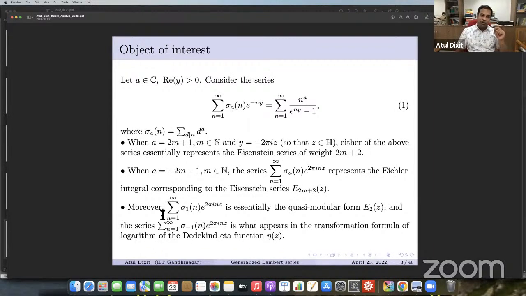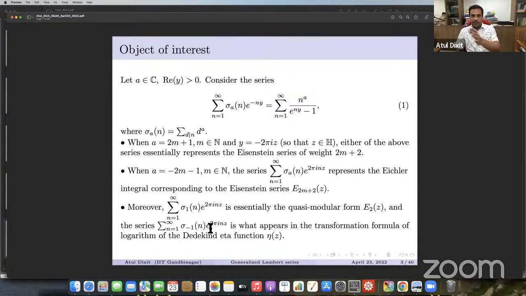If I take A equal to 1, then this series, note that I have replaced y by minus 2 pi i z everywhere. However, in the rest of the talk, I'll keep it as e raised to minus ny itself. When A is equal to plus 1, this series is essentially the quasi-modular form E2, the Eisenstein series of weight 2. And when A is equal to minus 1, this is what appears in the transformation for log of the Dedekind eta function, which is a half integral weight modular form.